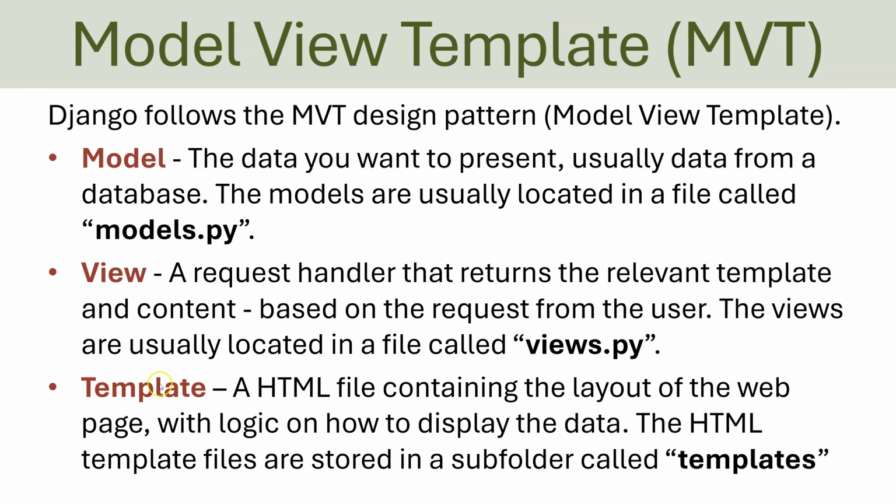which is also part of the Django file structure when you create this Django project and the Django app. Finally, your application will consist of multiple templates. The template is basically an HTML file containing the layout of the web page. And all your templates are typically stored in a subfolder called templates. This template folder is not created by Django when you create the Django project and the Django app, so you just need to create it manually.